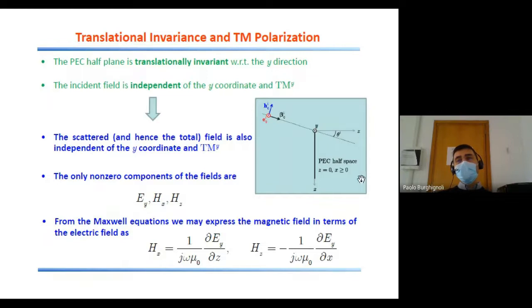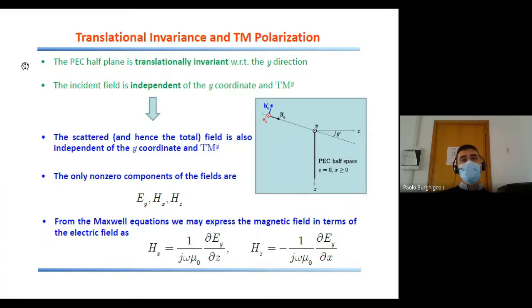The electromagnetic configuration is repeated here. This is the perfectly conducting half plane. Again, this is a typo. That's not a half space, but it's a half plane. That's the incident plane wave that forms an angle theta I with respect to the normal z to the plane.